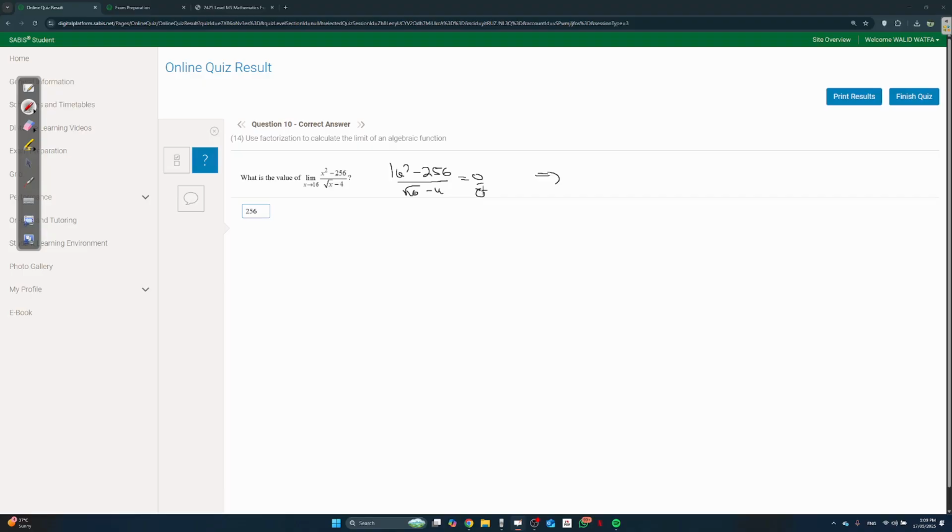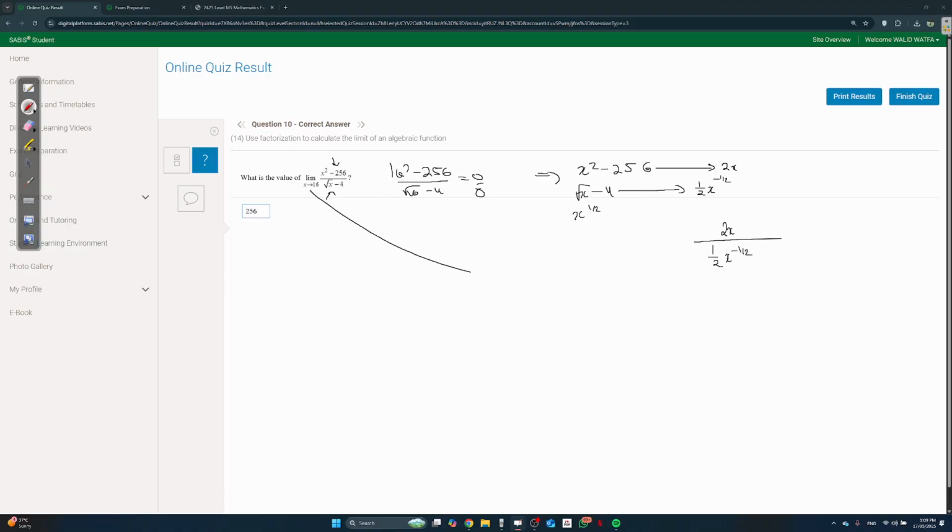If you see 0 over 0, what does L'Hopital say? You derive the numerator. x squared minus 256, what's its derivative? 2x. Root x minus 4, derive it. What's the derivative of root x? It's the same as x to the power of half. You take the half down, half x to the power of negative 1 over 2, and the minus 4 is just 0. So this is your new fraction, 2x over half x to the negative 1 over 2.